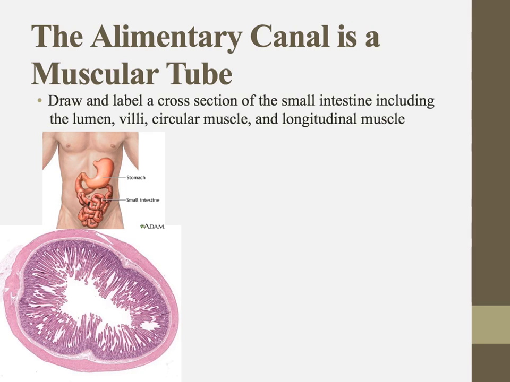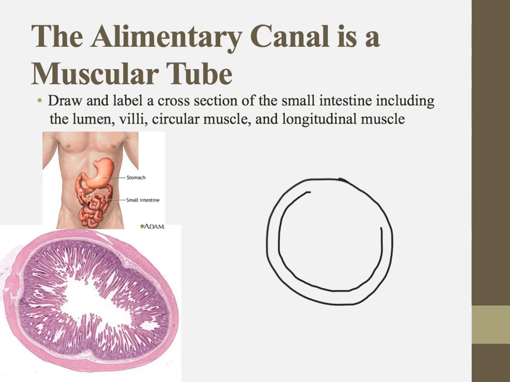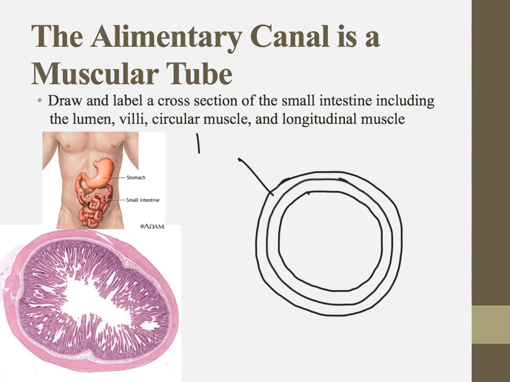So let's draw this. It's going to be a circular tube. Again, we're looking at a cross section here. And this circular tube has not one, but two layers of muscle. It's got an outer layer of muscle called longitudinal.